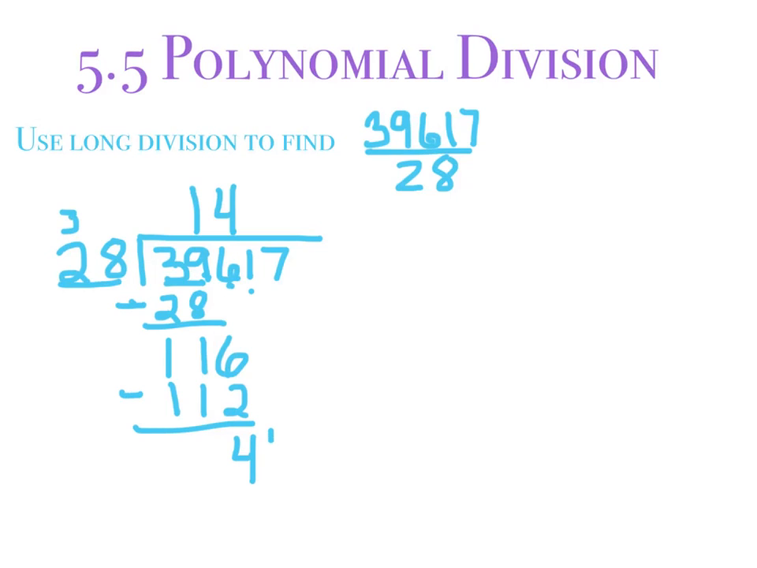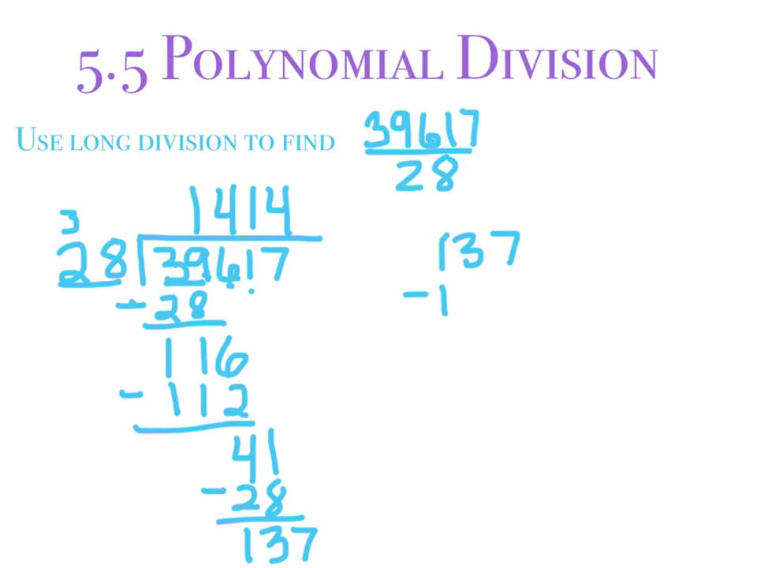Then we will bring down this 1. 28 goes into 41 only one time, so we write a 1 and we multiply. 1 times 28, and we subtract. 41 minus 28, that's going to be 13. And I'm running out of room here, but we would bring down the 7, so now I'm going to go up here. I'm just going to write my 137. So 28 goes into 137 how many times? Well, we know it went into 112 4 times, and if you added 28 to 112, it would be more than 137, so I'm going to go with the 4. And 4 times 28, which we already know is 112, and we subtract, and we get 25.